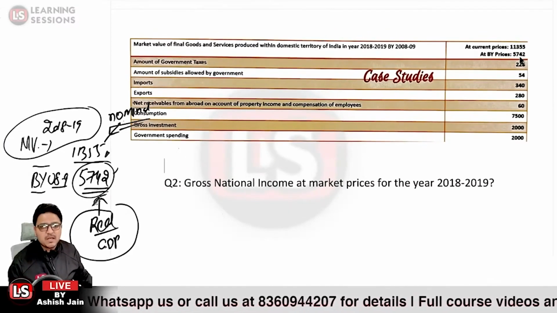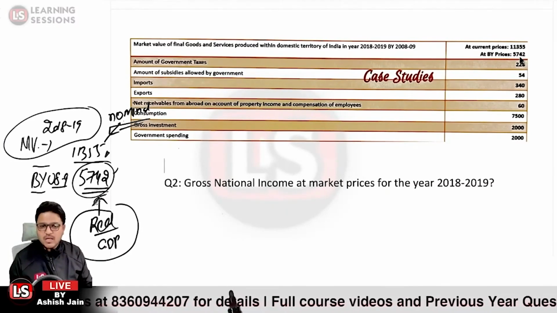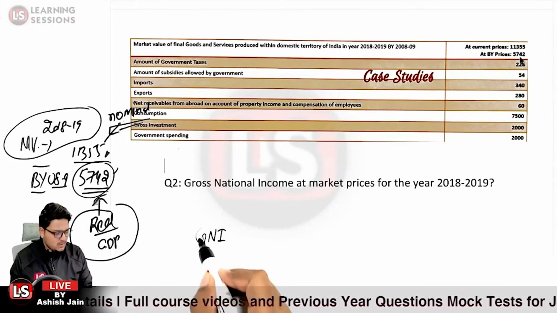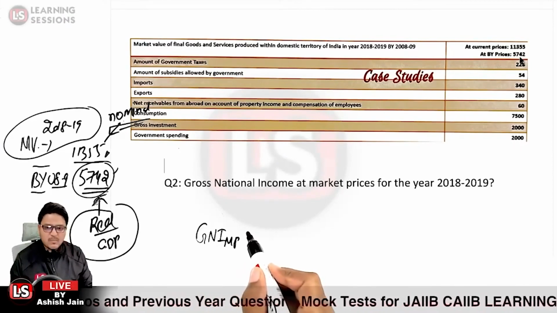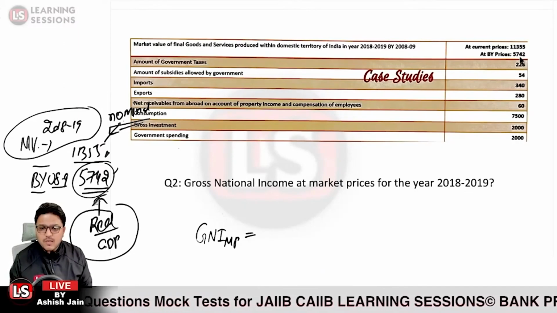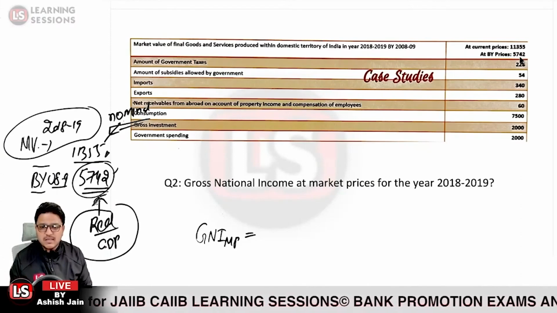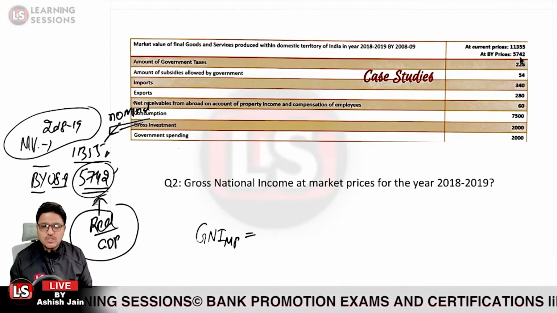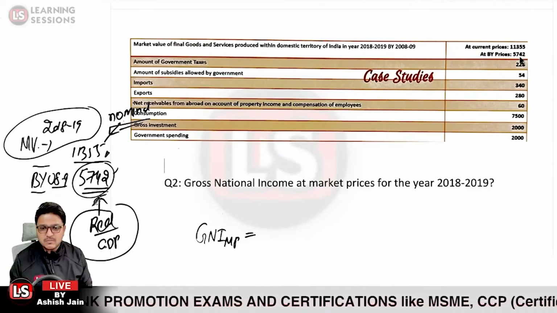At market prices for the years 2018 and 19 are to be calculated. Now over here we are concerned about the GNI at the market prices. So what would be the formula related to it? Kindly please just confirm at the earliest. What is the formula related to the GNI, that is the gross national income?